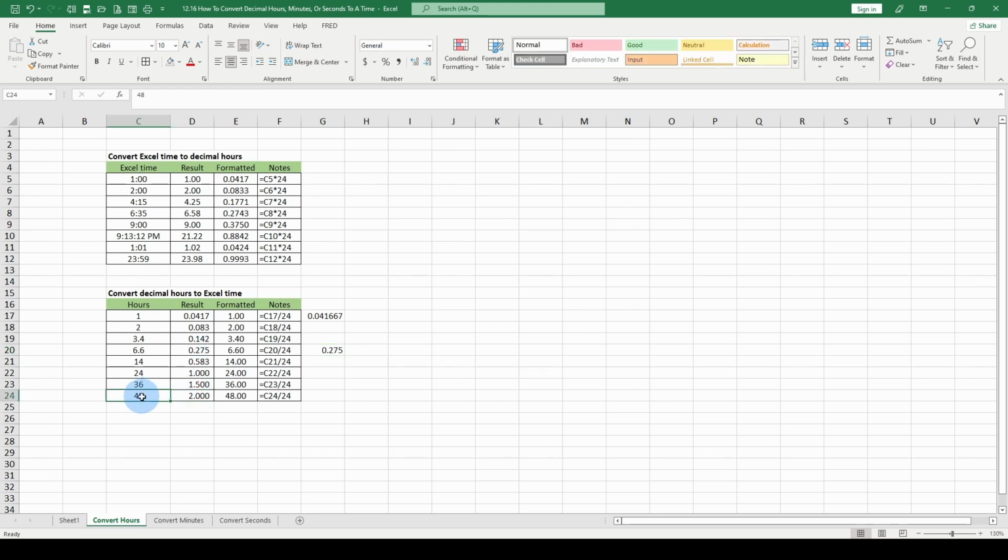And then 48, that's 48 hours, which is represented by 2 days. Excel will read 2 as what? 48 hours. Excel will read 1 as 24 hours. Excel will read 2 as 2 hours.